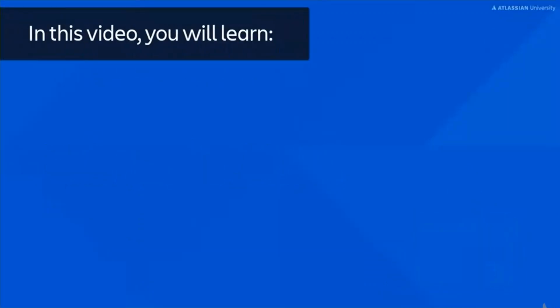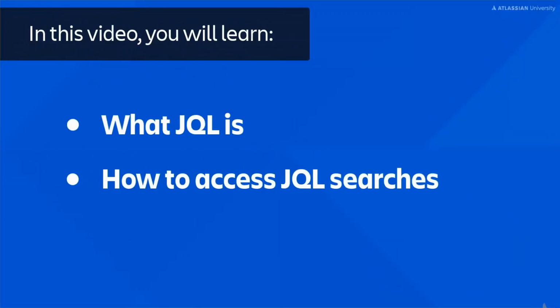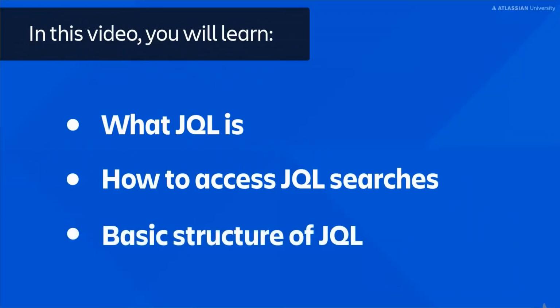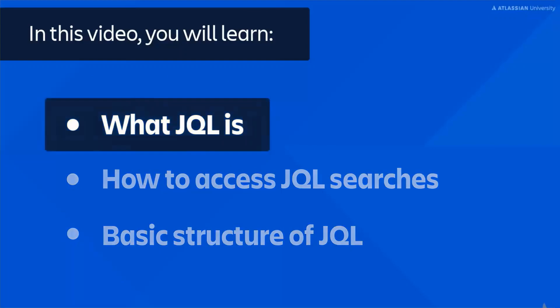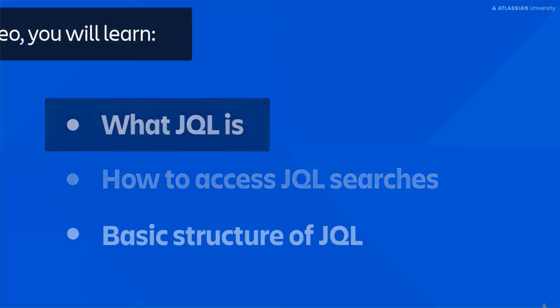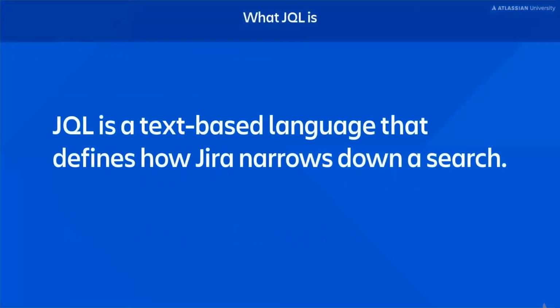In this video, you will learn what JQL is, how to access JQL searches, and basic structure of JQL. Let's take a look at what JQL is. JQL is a text-based language that defines how Jira narrows down a search.